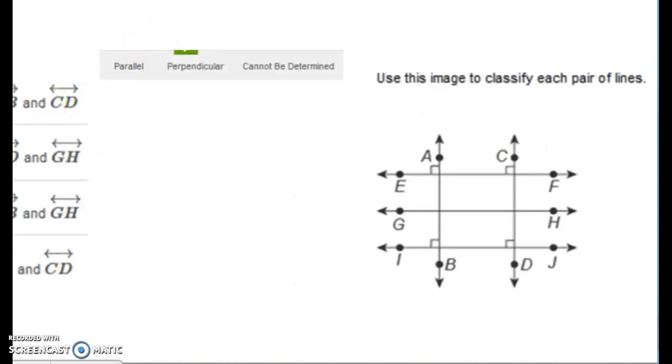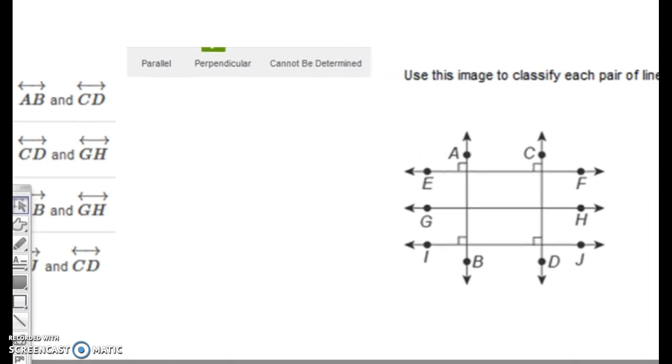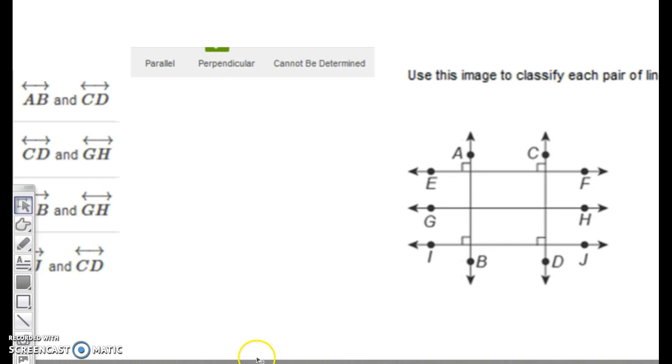All right. Oh, this one got cut off. Let me see if I can move this. Oh, of course not. Okay, that's the best I can do.